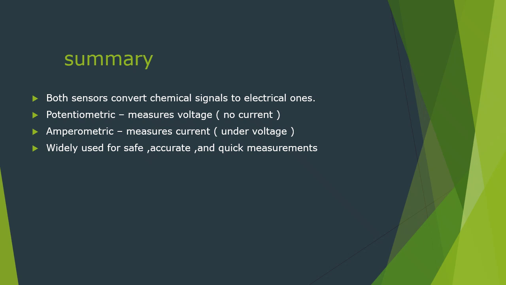Summary: both sensors convert chemical signals to electrical ones. Potentiometric measures voltage, amperometric measures current, widely used for safe, accurate, and quick measurements.